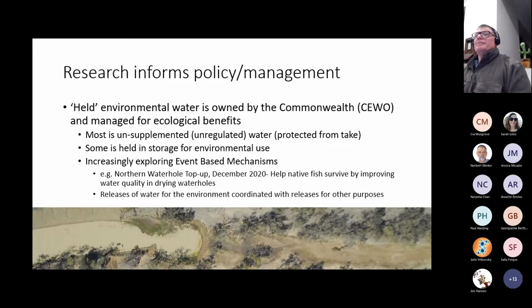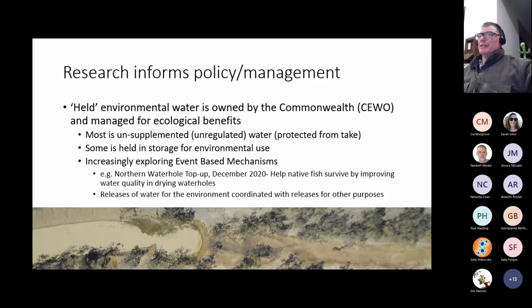Queensland doesn't hold any, but the Commonwealth holds environmental water, which is water that's used specifically for managing ecological benefits. In Queensland, almost all of this is unsupplemented water, which is basically the equivalent of licenses or entitlements that the Commonwealth Environmental Water office owns, and instead of taking that water for irrigation or whatever, they just own it but leave it in the river. A small amount is held in storage for managed environmental use.